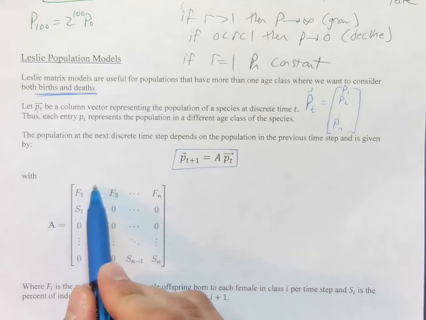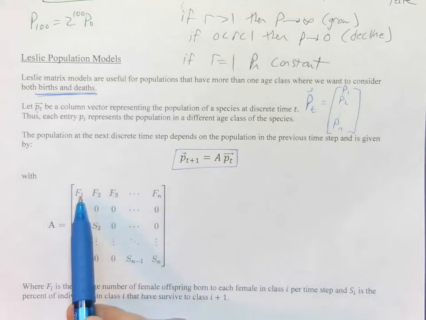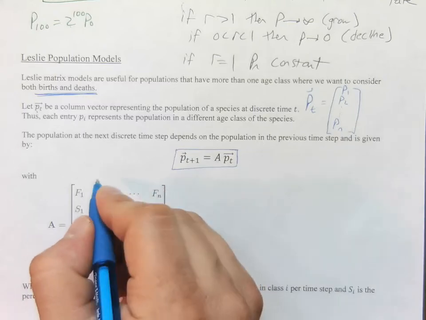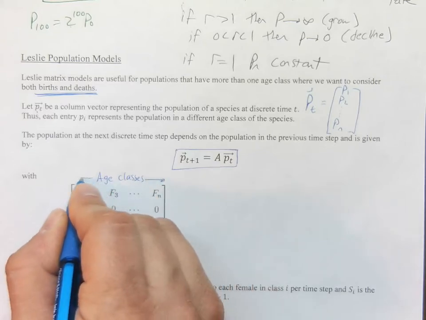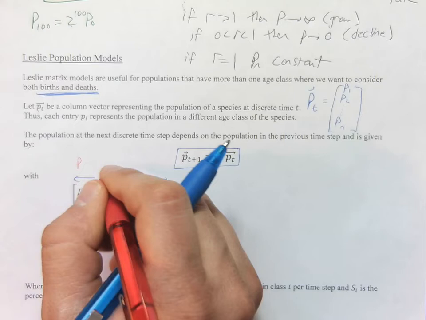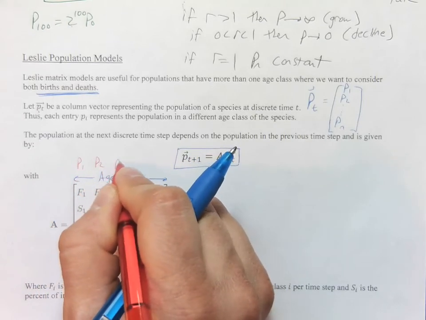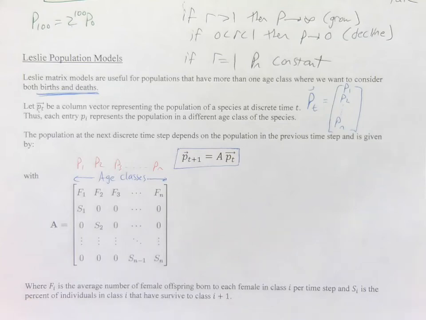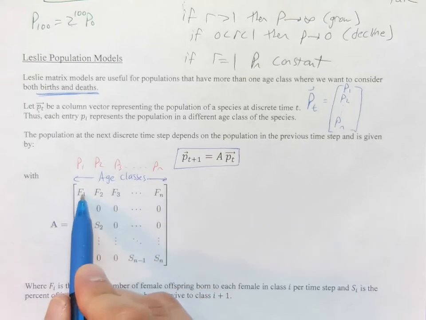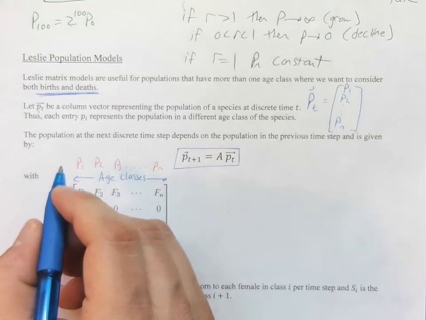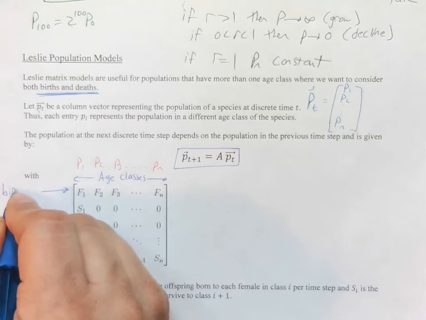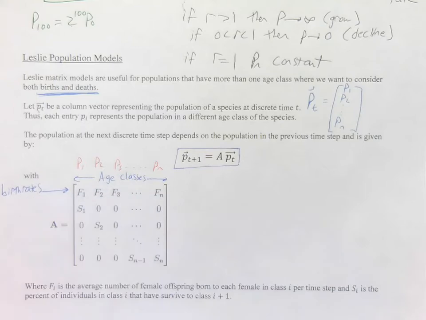Okay, so first we've got the age classes spread across the columns. See how we've got 1, 2, 3 to n? So we have n age classes. To be more clear, we have P1, P2, P3, to Pn. So the age classes are spread across the columns. In the first row, we have these Fs, and you can see they're defined down here. F is the average number of female offspring born to each female age class per time step. In other words, these are the birth rates in the first row for each age class.